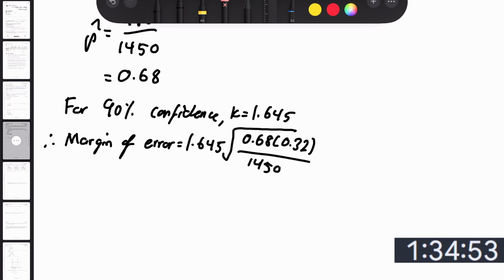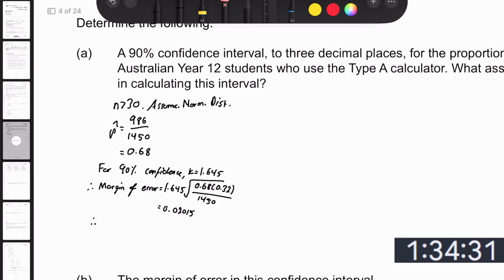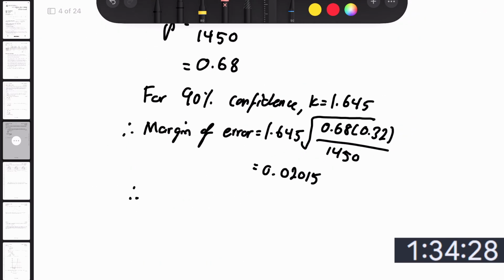To the calculator I go. I'm just gonna plug that straight in. 0.68 times 0.32 over 1450, and this gives me 0.02015. Therefore, my interval, the mean is gonna be my p hat. Then I'm just gonna take away, and it's at like some 3 decimal places. Okay, so then 0.660. So minus the upper bound is gonna be 0.770.